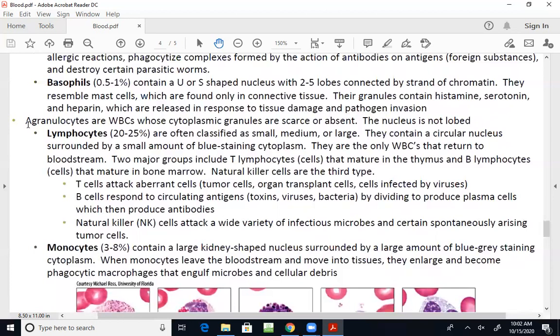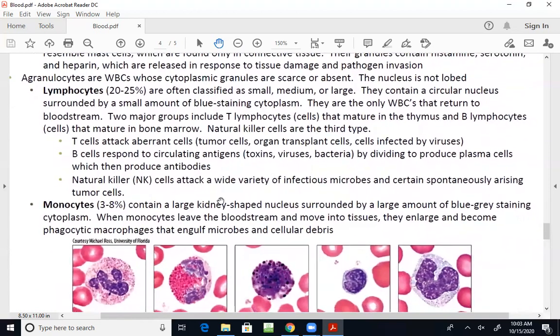Now, we've mentioned this before, but if you put the letter A in front of a word, it means the opposite or not. So agranulocytes are not grainy in appearance because they just don't have as many granules, or their granules are completely absent. And unlike these that had bilobed or even 6-lobed nuclei, these are not typically lobed.